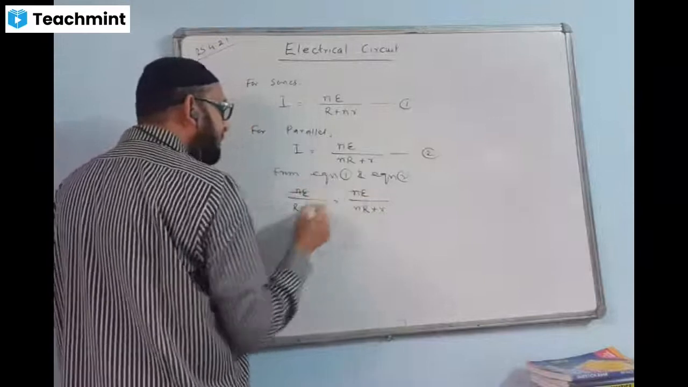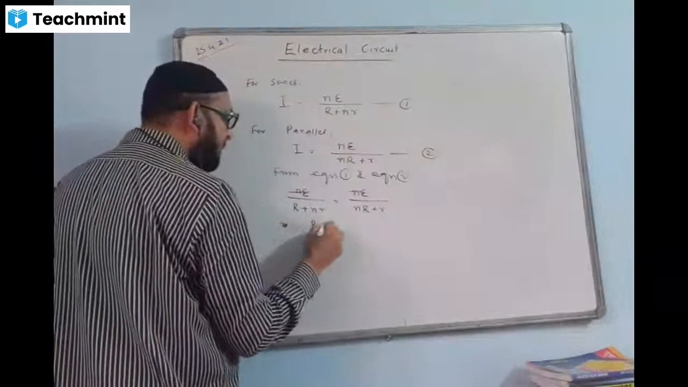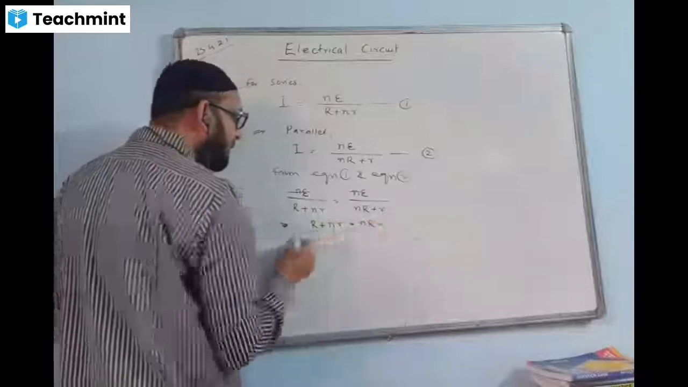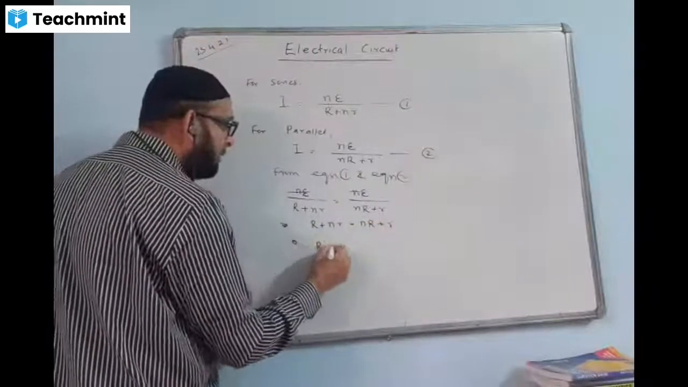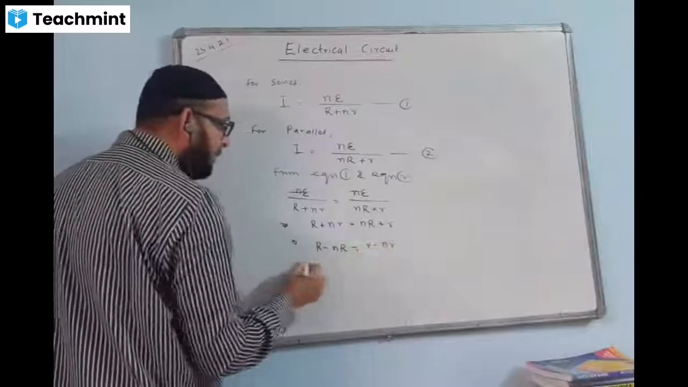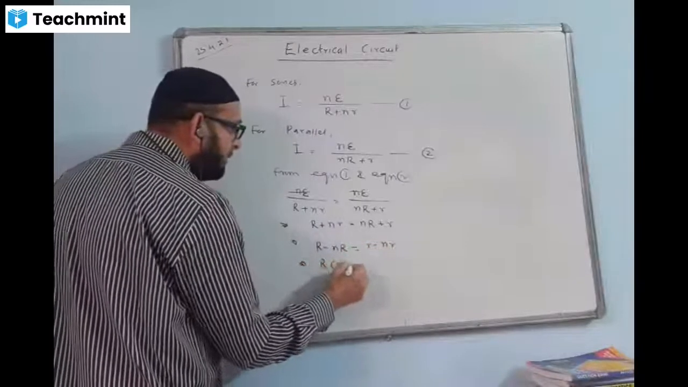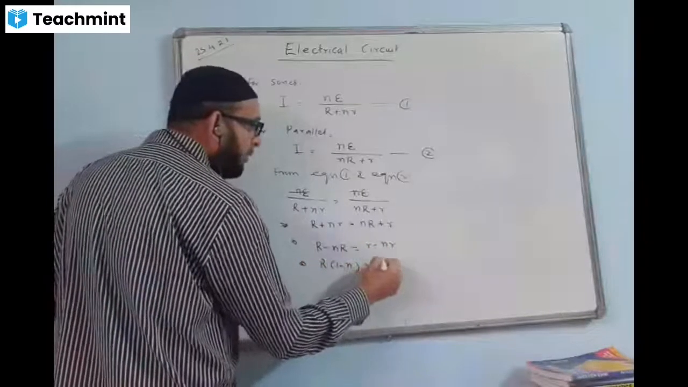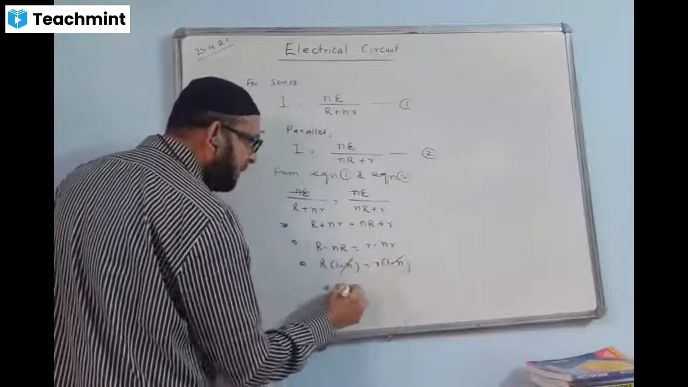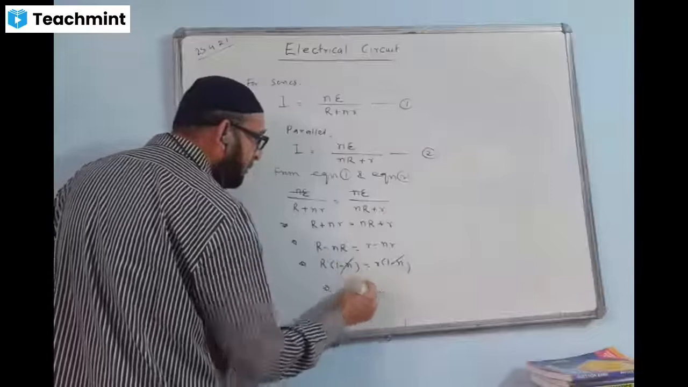nE and nE cancelled. Here we get R plus nr is equal to nR plus r. Keep R and r together, R minus nR is equal to r minus nr. I'll take R common, you get 1 minus n. Small r common, you get 1 minus n. 1 minus n, 1 minus n cancels. We get R is equal to small r. So this is the relationship.